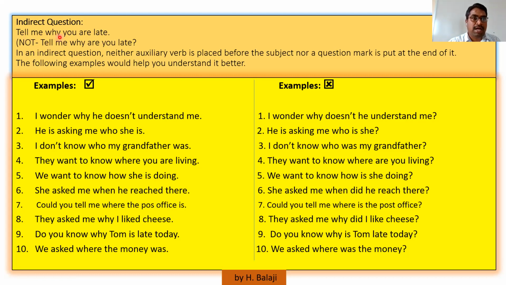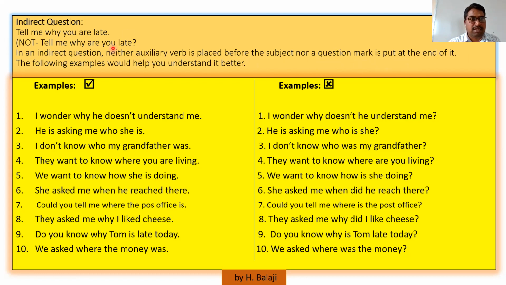"Tell me why you are late." This is perfectly grammatically correct because it follows this rule. What is the rule? Grammar rule: in an indirect question, neither is the auxiliary verb placed before the subject, nor is a question mark put at the end of it, right?